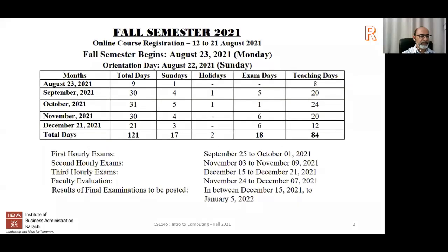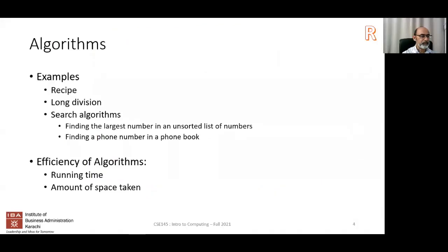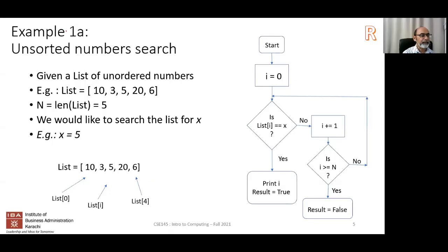We talked about the calendar in the last lecture. We spoke about the different algorithm examples and the running time, the efficiency of an algorithm in terms of the running time and the amount of space taken. Then we looked at example 1A, which was an unsorted number search. In other words, we had a list of numbers that were not sorted in any particular order. The issue was, if you're given a number X, can you find that in that list? And how would you actually write an algorithm to be able to find that number?